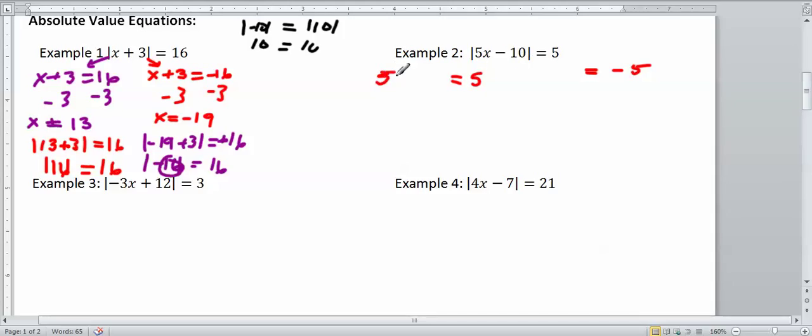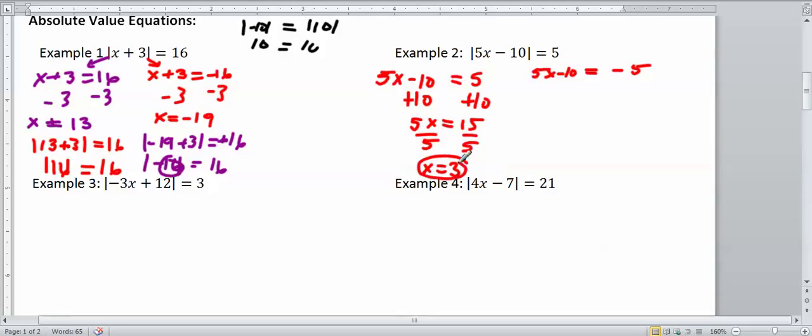So set it up, I get 5x minus 10 equals 5, and 5x minus 10 equals negative 5. Add 10 to both sides. 5x is equal to 15. Divide by 5. Get x. You should have gotten x is equal to 3.